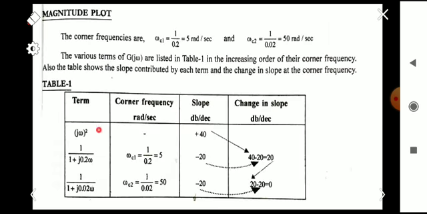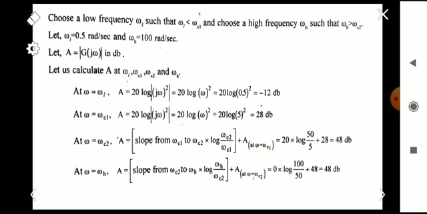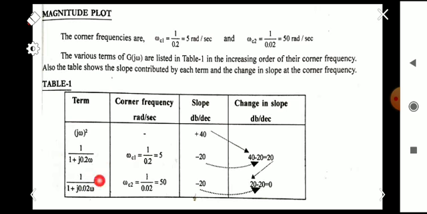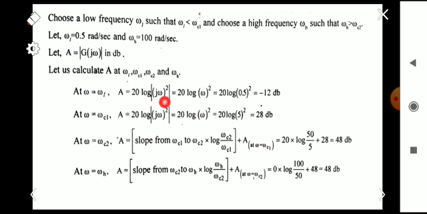Always keep in mind that we write the first term in our table, that is j omega square. Except the first order and second order terms, whatever other terms are left in our function, we have to write inside this modulus value. For finding the gain at omega equal to omega c2, the equation is A equal to slope from omega c1 to omega c2 into log omega c2 by omega c1 plus gain at omega equal to omega c1. That is, we add the gain at the previous frequency, omega c1, which is 28.